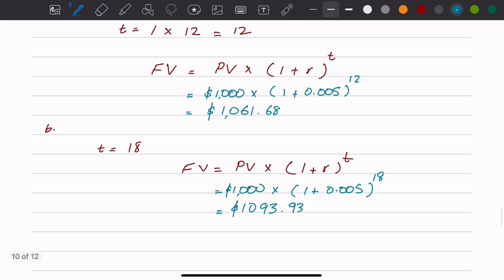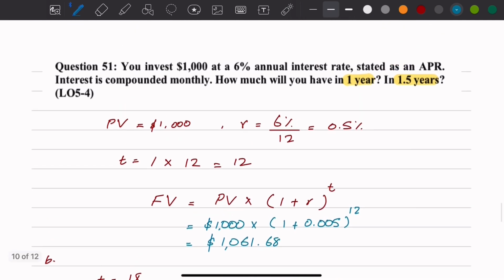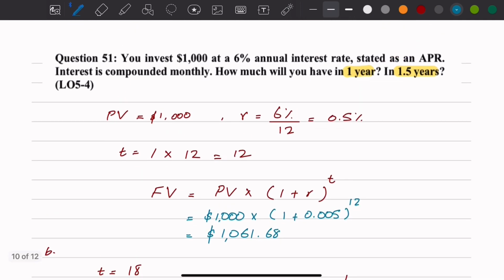Pretty simple. Just keep in mind, if you are given a question that contains a compounding frequency other than once a year, then you're going to take that frequency. So let's assume, for example, the question says the compounding occurs quarterly. How many quarters do we have in 1 year? That's 4 times, right? So all we do is take the interest rate and divide it by 4, and take t and multiply it by 4.